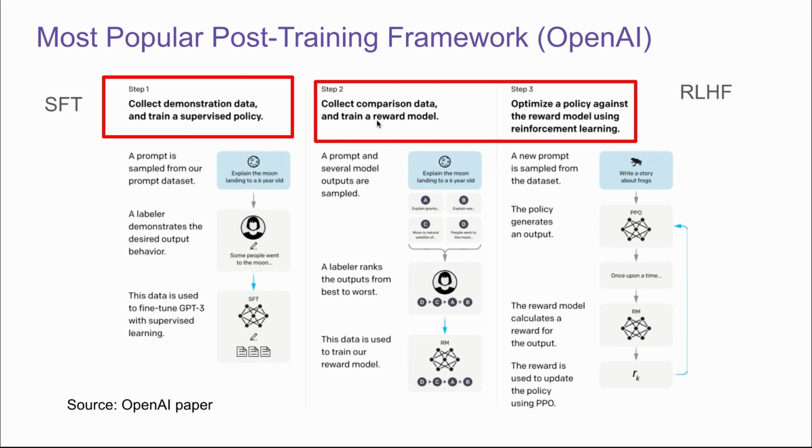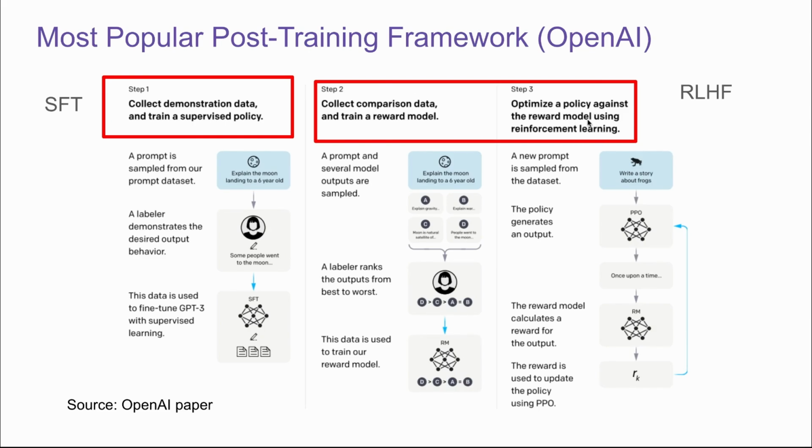Step 2 is to train a reward model. We need to collect comparison data. How we do that is, given the prompt, we want to generate multiple model outputs. For example, we get 4 outputs A, B, C, D, and some of them are better than the others. The laborer, which is another human, will rank the outputs from best to worst. And after we have the comparison data, we pass it to the reward model to train it so the model knows our preference. And step 3 is to optimize the policy against the reward model using reinforcement learning.